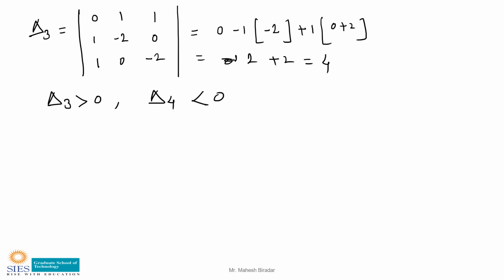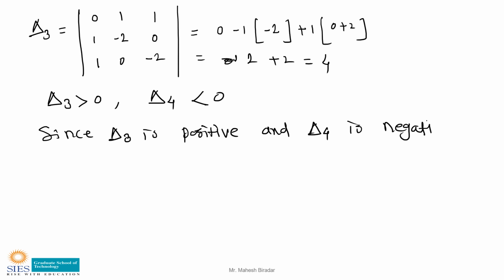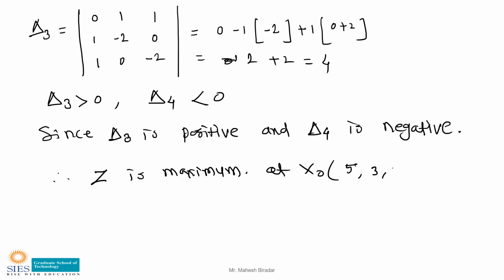So we know that if delta 3 is positive, since here delta 3 is positive and delta 4 is negative, therefore your function z is maximum at x naught. So we have x naught as 5 comma 3 comma 2.